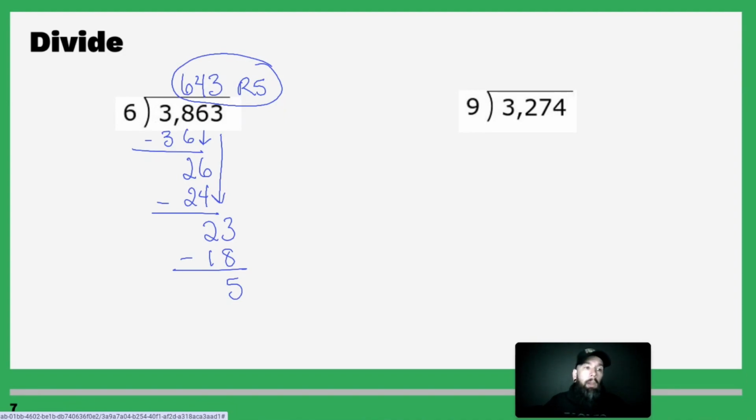Okay, another one? Let's do it. 9 goes into 32 3 times. 3 times 9 is 27. Subtract. Carry the 1, carry the 1. 12 minus 7 is 5. 2 minus 2 is nothing. Drop down the 7, repeat.